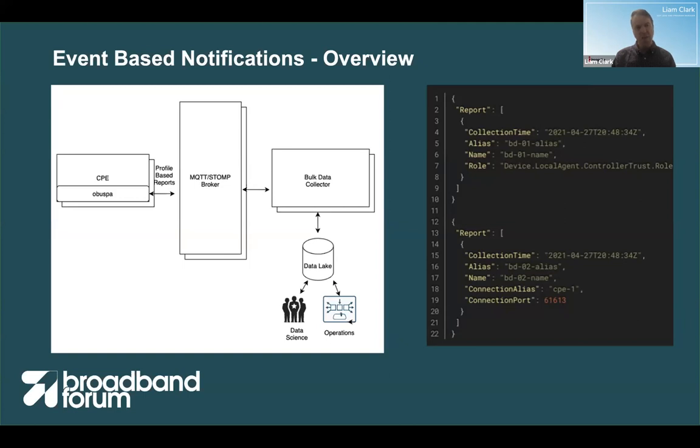So in the diagram here, we have CVEs. Obviously many CVEs would be on the field running the open source agent, OB-USP-A. One of the nice features about the design of bulk data in general and event-based notifications is we can define profiles. So what this means is we can have multiple profiles depending on the pattern of data that we're looking to read from the CVE itself.